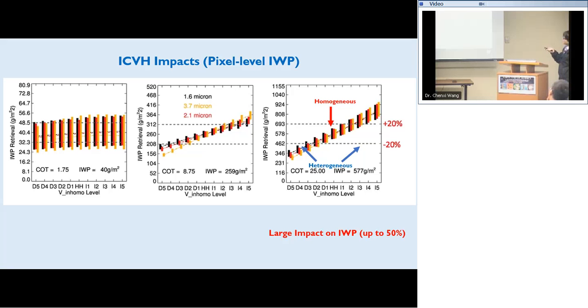So if you compare the different retrievals using different channels, you find that the 3.7 micron, which is the yellow curve, gives the largest bias. That's because ice crystals in that channel are the most absorptive.